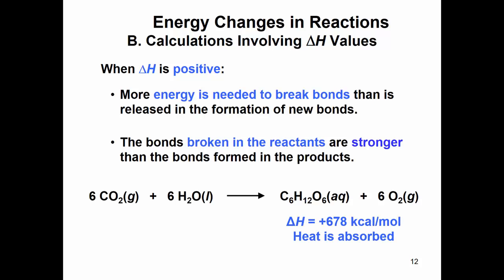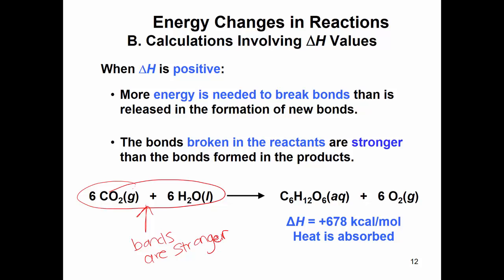If delta H is positive, here we have a positive 678, that means that more energy had to be put in to break these bonds, and that means that the bonds in your reactants are stronger. There are a lot of other factors that play into this, along with things like entropy that we won't go into, but this is more reactant favored, if you want to think of it that way, because the reactant bonds are stronger. So delta H is positive, and this is an endothermic reaction. All the bonds in CO2 and H2O on the reactant side are stronger than the bonds over here in the products.